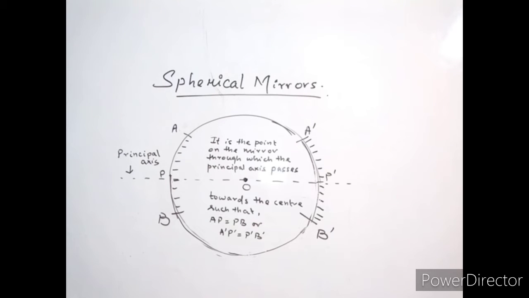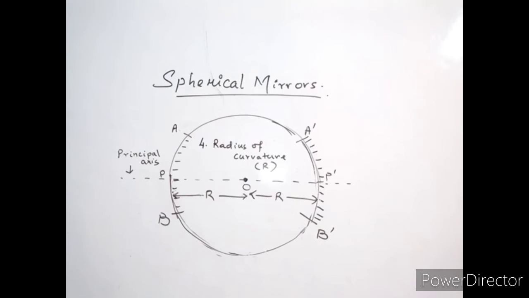And the next one is the pole, and it is the point on the mirror through which the principal axis passes towards the center, such that AP is equal to PB in the convex mirror, or A prime P prime is equal to P prime B prime in the concave mirror. So P and P prime are the poles of the respective mirrors that have been considered. And the next term is the radius of curvature, that is usually denoted by capital R.